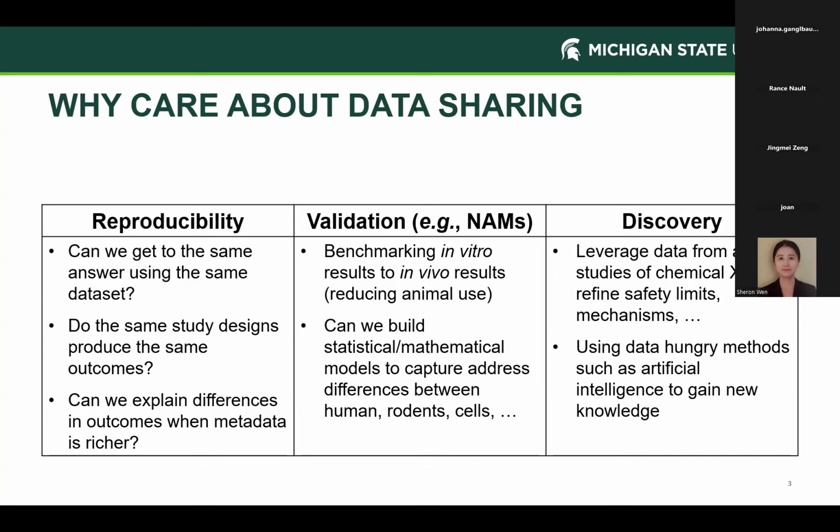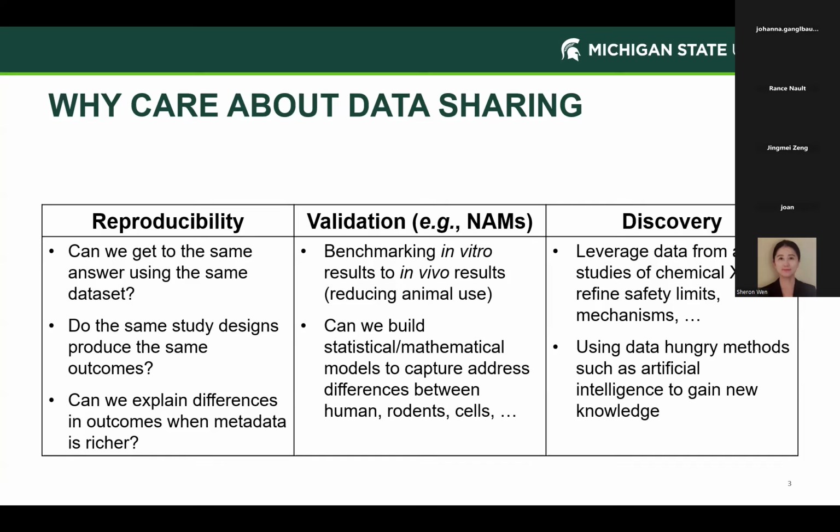Getting away from in vivo studies, animal studies, and more into cell culture and computational methods. But how do we know that those results are correct? We want to benchmark against either in vivo studies or even human use, or human studies.